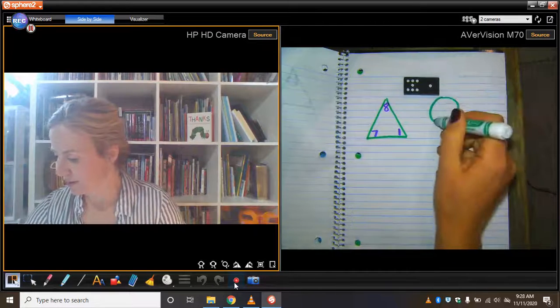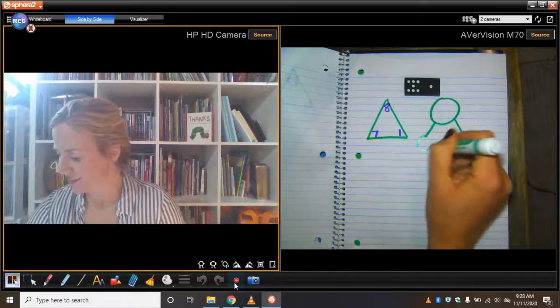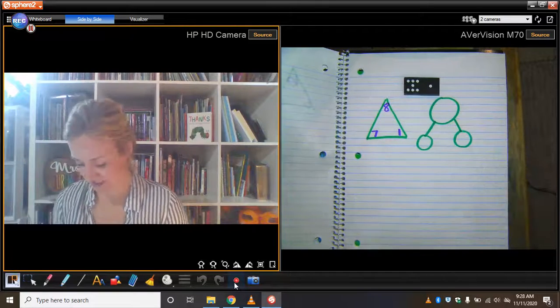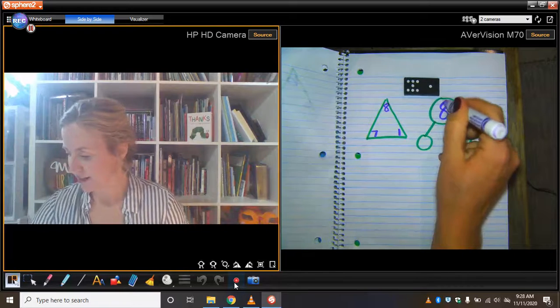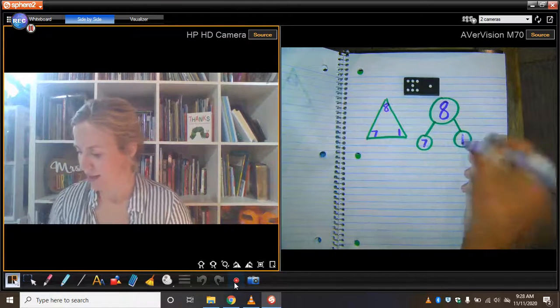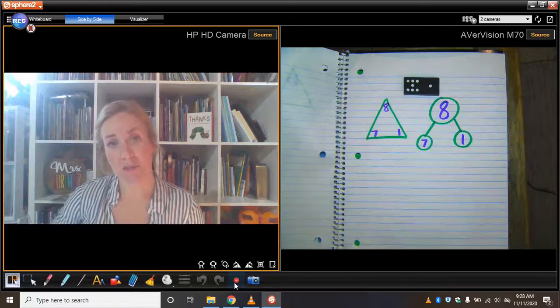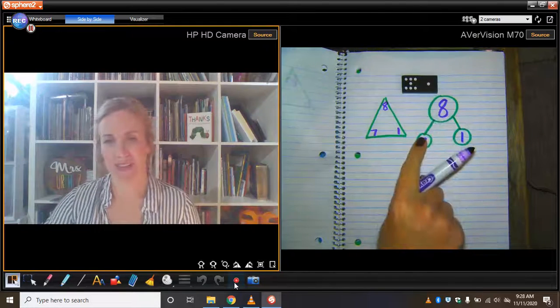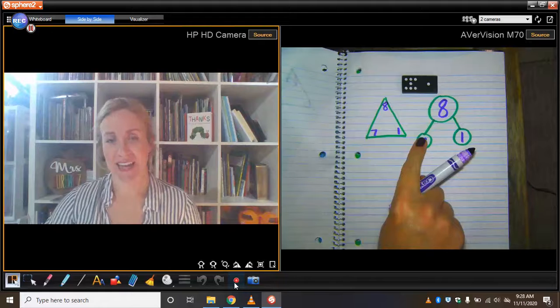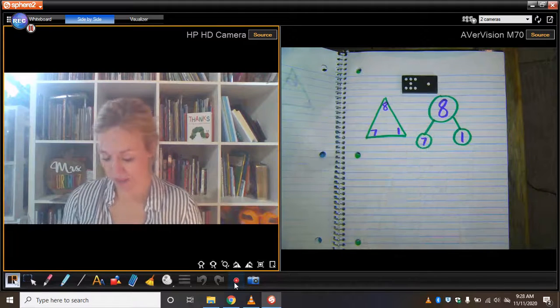I can also turn that into a number bond. For my number bond, whole number, part, and part. So my whole number, I have 8 dots all together. 7 on one side, 1 on the other. Using your whiteboard, can you now make 2 addition sentences with this fact family? Can you make 2 subtraction sentences?